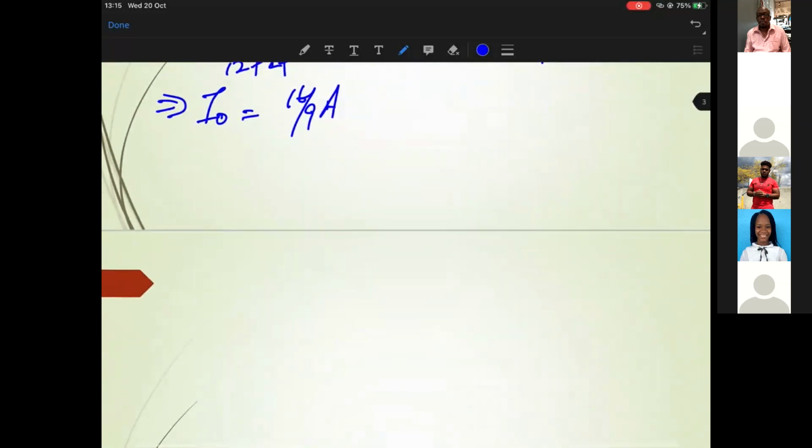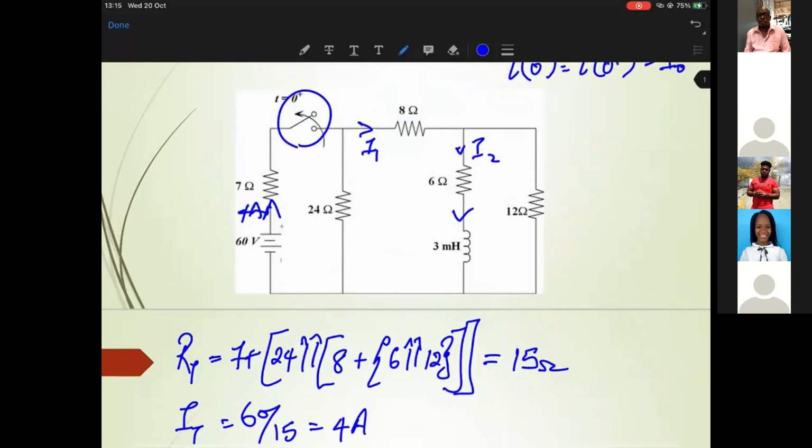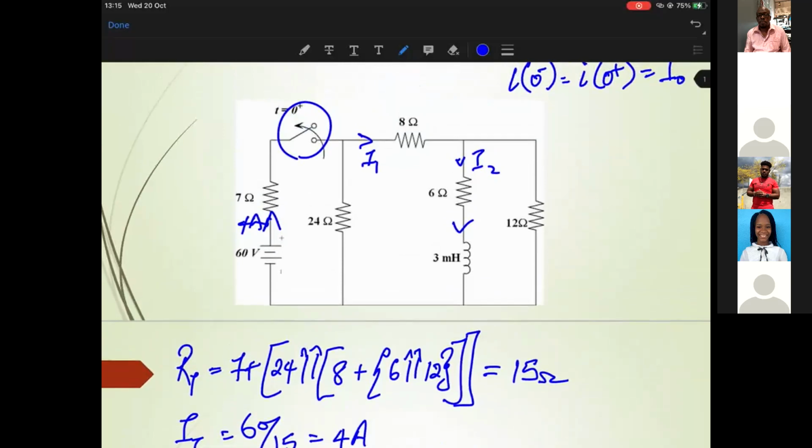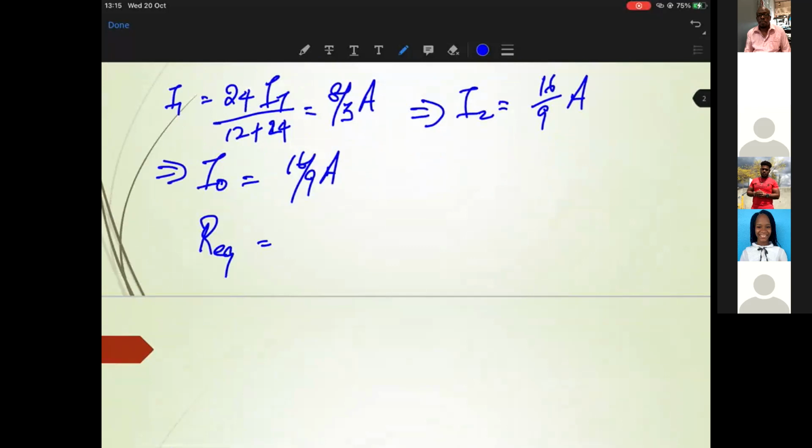Okay, so now that we have the initial current, we want our equivalent. The switch is now open, and we want the resistance looking from the inductor. So let's see now. Mr. Dixon, equation for REQ. All right, give me a second.